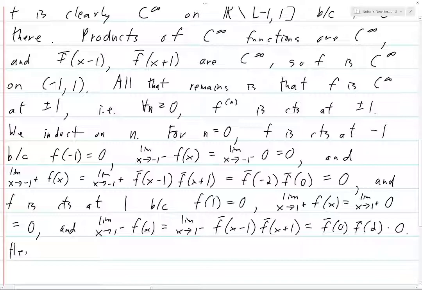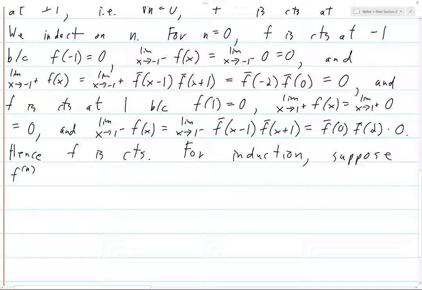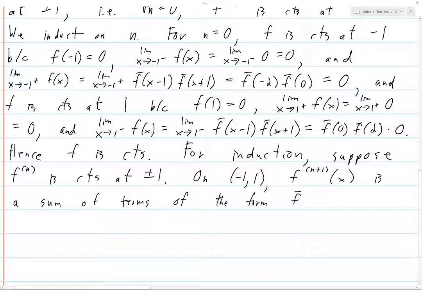Now we have to induct. So for induction, suppose that the nth derivative of f is continuous at plus or minus 1. On the interval from negative 1 to 1, what does the n plus first derivative of f look like? I claim that it is a sum of terms of the form the rth derivative of f bar at x minus 1 times the sth derivative of f bar at x plus 1.